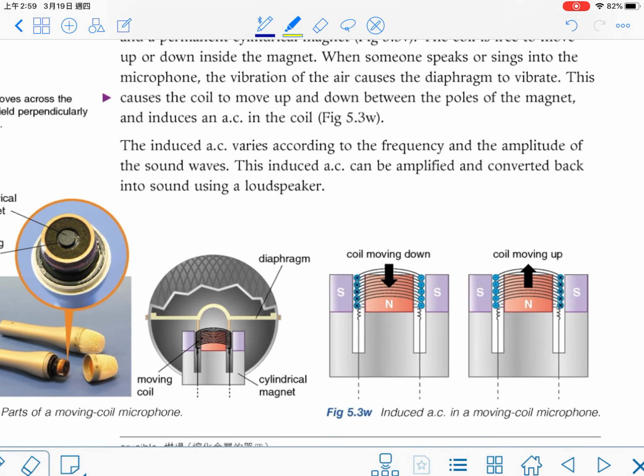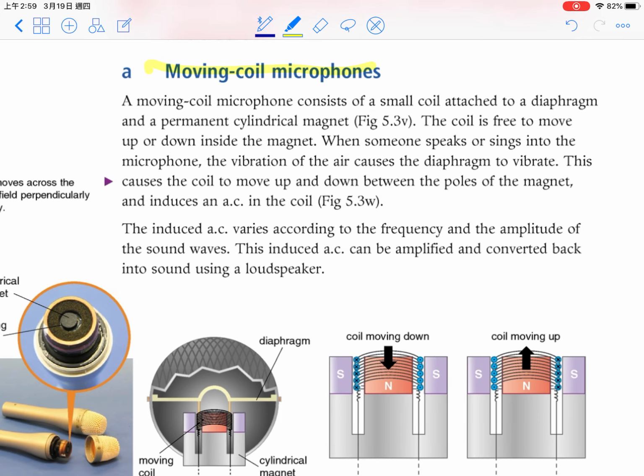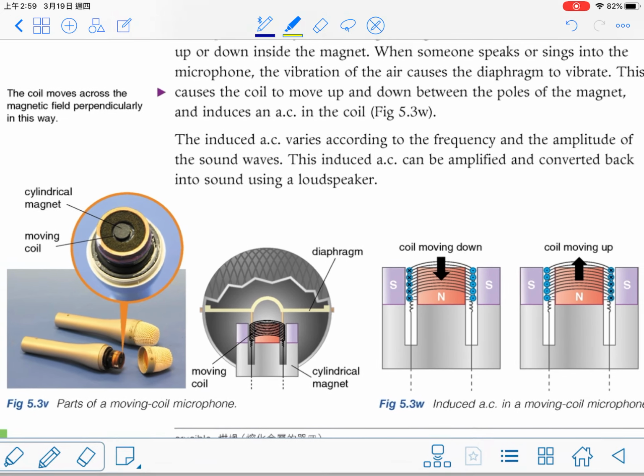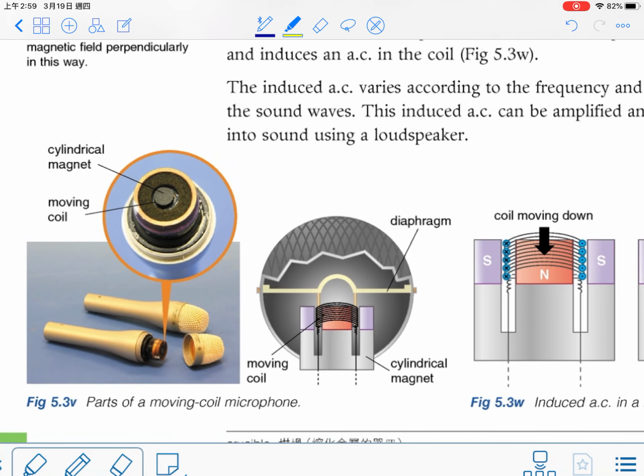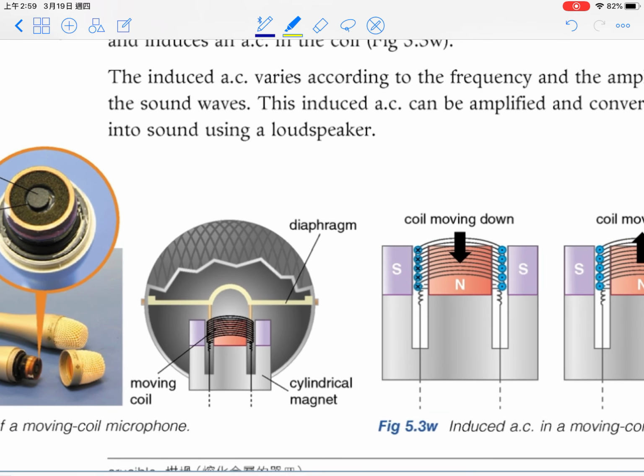Other applications: moving coil microphone. Okay, if we talk here.